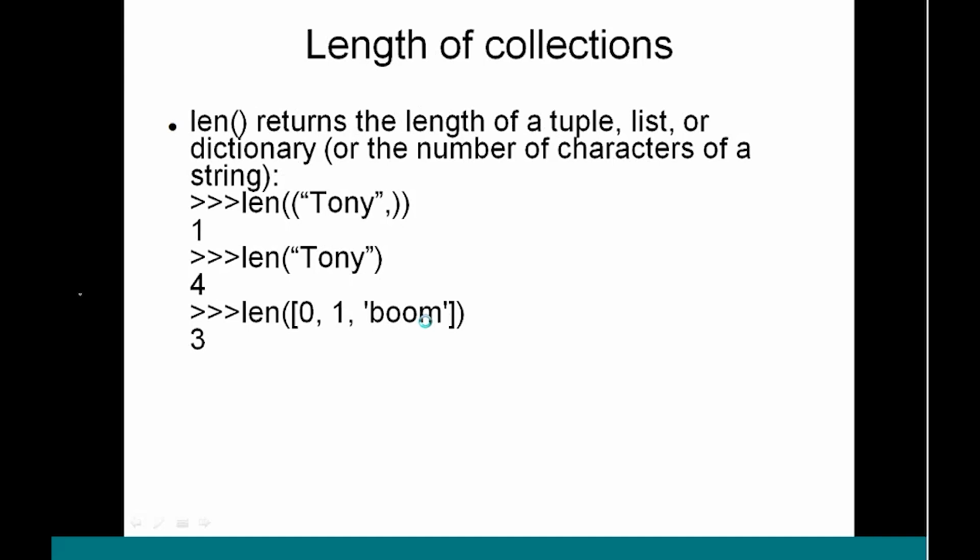Now collection length is computed using the len function, which returns the length of a tuple, list, or dictionary, or the number of characters of a string. So len of Tony with the parentheses, because this is a tuple, returns 1. But if you do the length of just Tony without the tuple, it returns 4. And the length of a list, 0 1 boom, is 3.